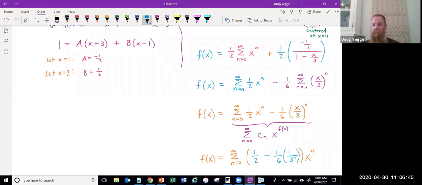Okay. And now I'd say that that's probably pretty good. Because at this point, I could possibly simplify a little more by pulling out, say, a 1/2, and combine terms a little bit more. But the point of this is we're pretty much done, because this is now the c sub n, which is telling me my coefficients.